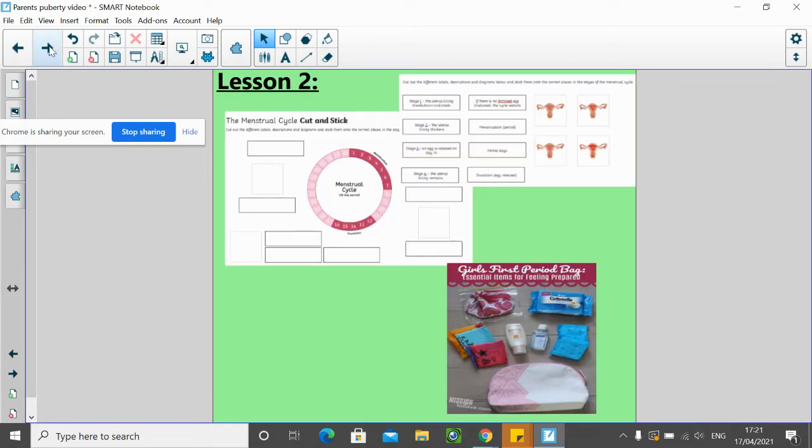In lesson 2, we talk about the menstrual cycle, and we do lots and lots of work on what happens in each phase of the cycle. We label diagrams, we do some acting out and try to make it really interesting, because it can be quite difficult to understand. We also talk about how girls can get ready and what they can do. We bring in little packs like this so that all the children can see all the things they might need, and they can talk about it and ask questions.